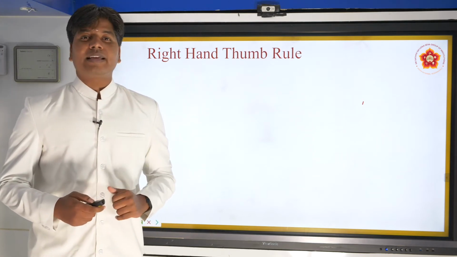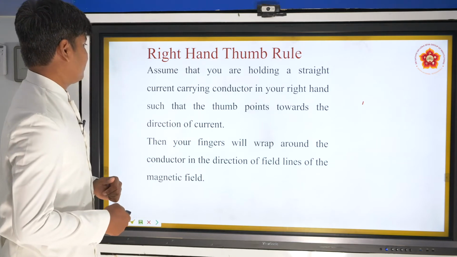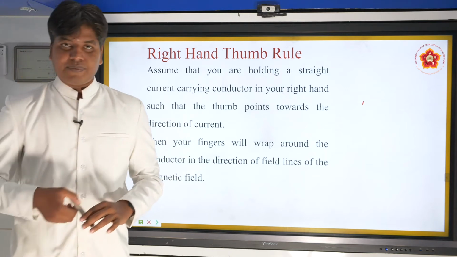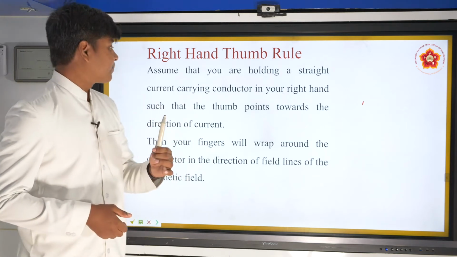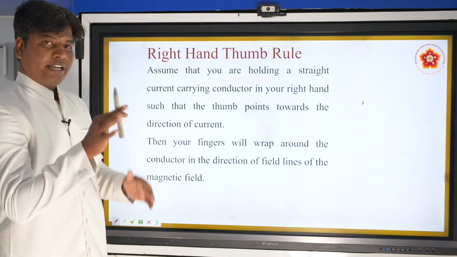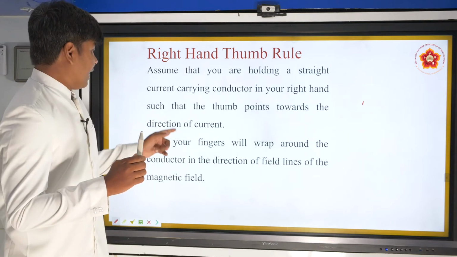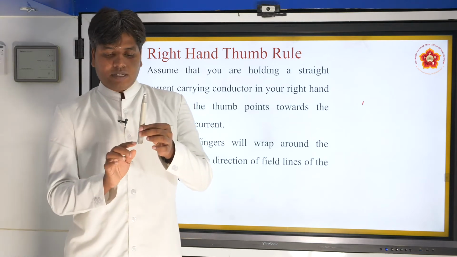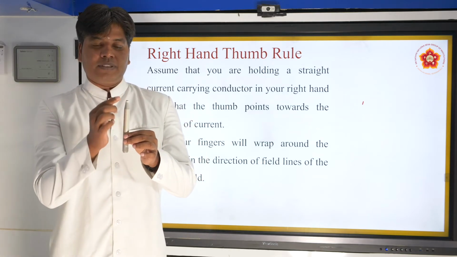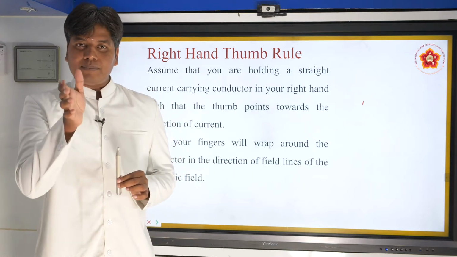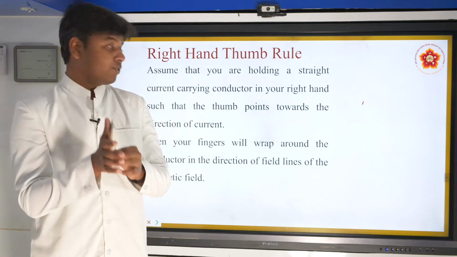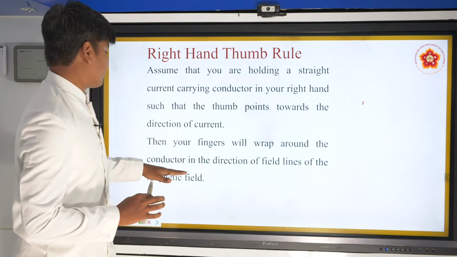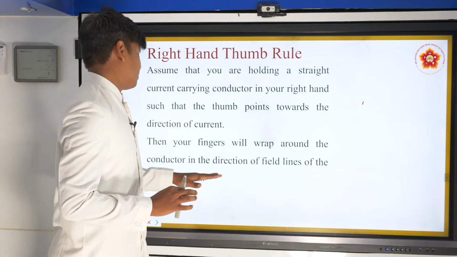What does the right hand thumb rule say? Assume that you are holding a current carrying conductor in your right hand, and the thumb should point towards the direction of the current. Let us suppose the current is going from here to up. That means it is going upwards. My thumb should point upwards. Then your fingers will wrap around the conductor in the direction of the magnetic field lines.